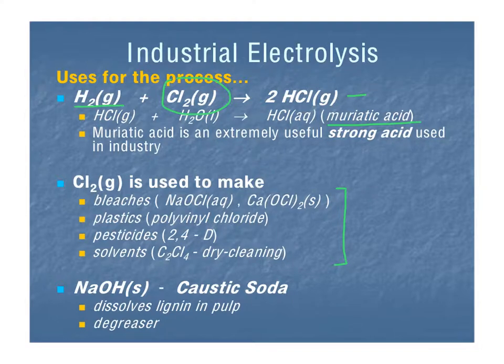The sodium hydroxide, on the other hand, is called caustic soda. That is the industrial name. The chemical lab name is, of course, sodium hydroxide. And caustic soda is used in wood and paper manufacturing, to dissolve lignin, which is a fiber in wood, as well as a degreaser in various cleaning applications.